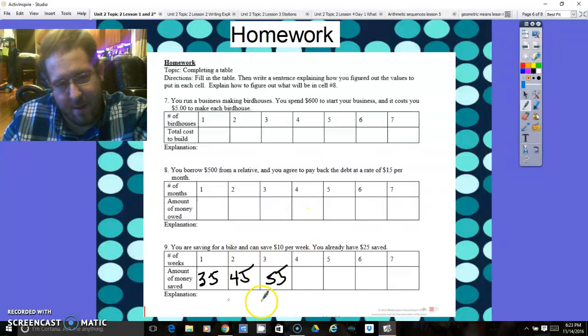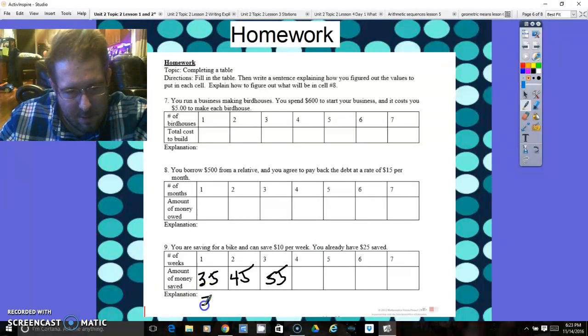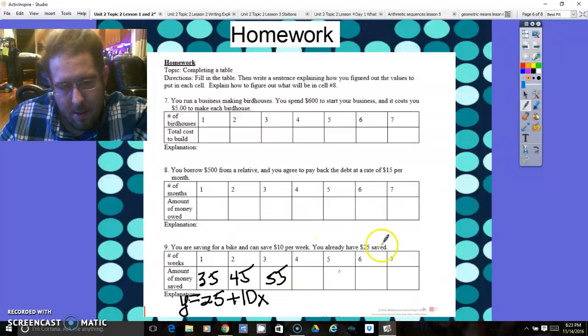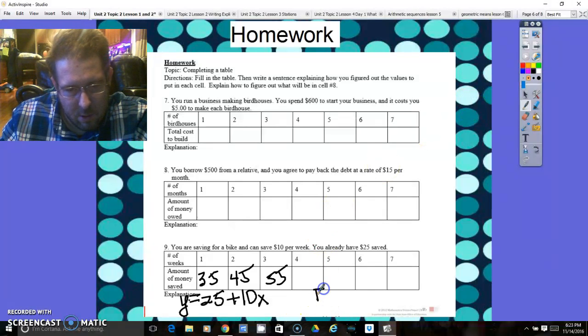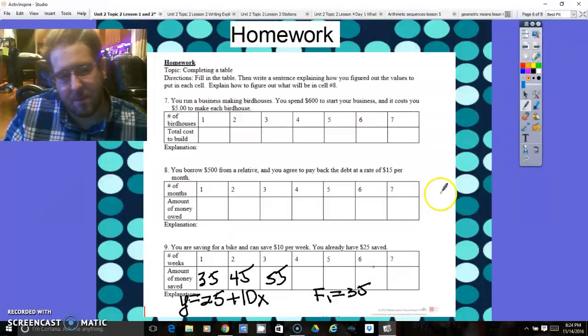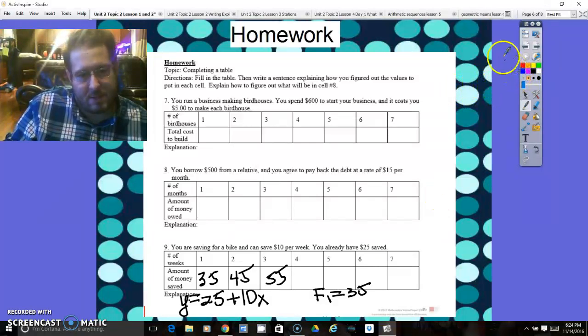So you start off with $25 and you added $10 per week. So that's going to be $25 plus $10 per week. So that would be the explicit. So y equals, or f of x, depending if you want to write it in function notation or not. So this one's going to be recursive. You would be f sub 1 equals 35, and then f sub n is equal to f sub n minus 1 plus 10. And that's it.